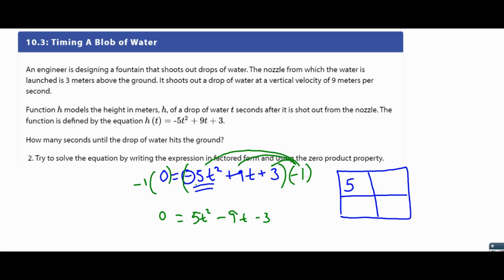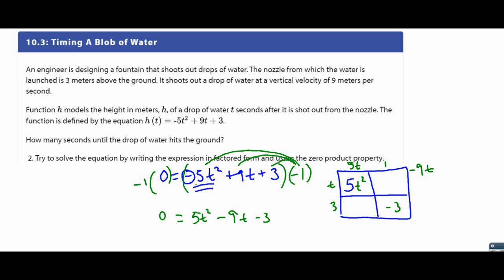I like 5 and I like 3 because there's only one way to multiply integers and get 5: it's 5t times t, 5t squared. The other factor would have to be negative 3, and these two together would have to give negative 9t. What times what is 3? There are only two ways: 1 times 3 or 3 times 1. So either the 1 is up here or the 1 is down here.